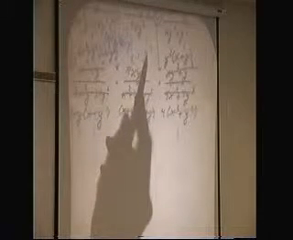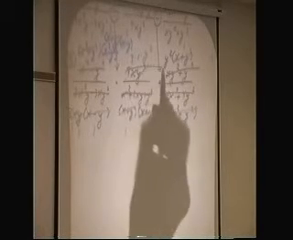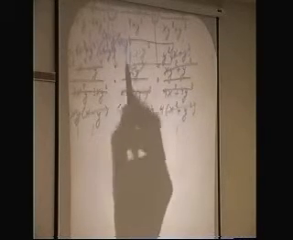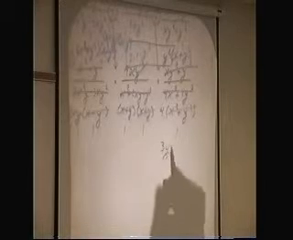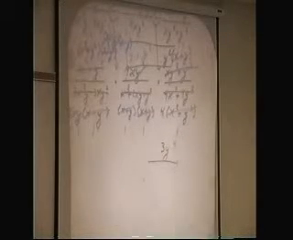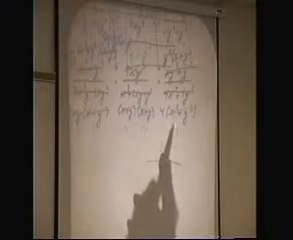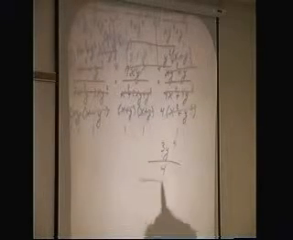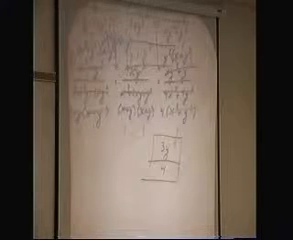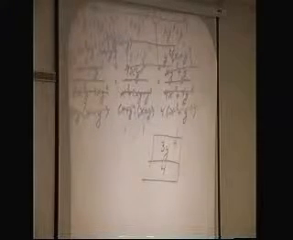I'm left with 1 times 1 times 1 times 3 times 1 times y squared times y squared times 1. I get 3y to the 4th. In the numerator, I have 1 times 1 times 1 times 1 times 1 times 4 times 1. Isn't that nice? My answer. So 1.